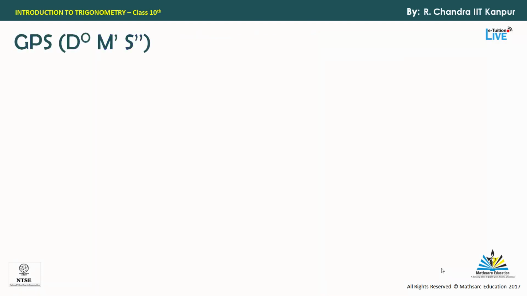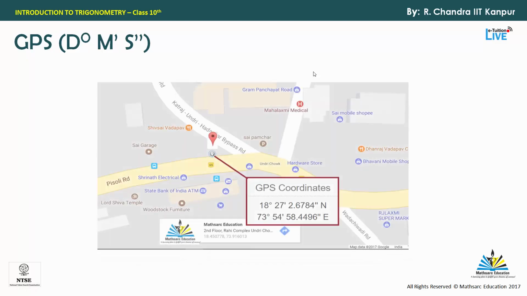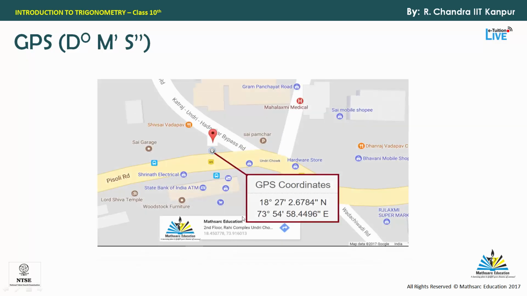Now, where do we use this degree, minute, second system? A perfect example is the GPS system, that is, the Global Positioning System. Here I am showing an image of Mathsarc Education. Here you can see this is the point. Its GPS coordinates are 18 degrees, 27 minutes, 2.6789 seconds, north and east. What are these north and east showing? These are the latitudinal position and this is the longitudinal position.